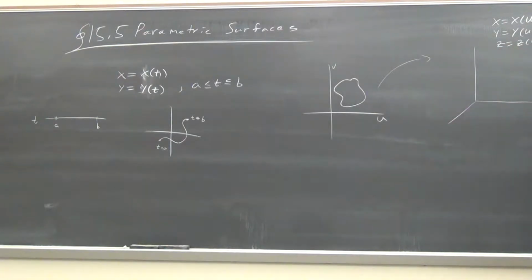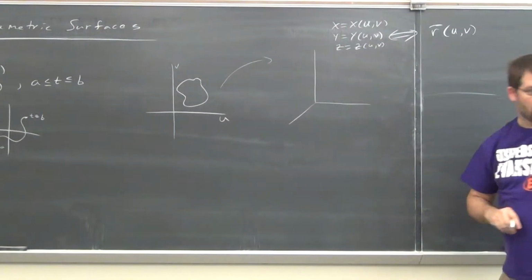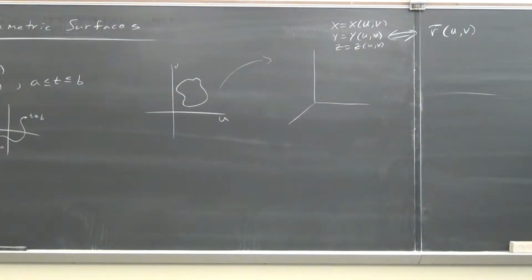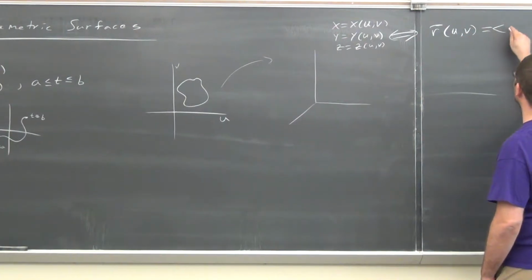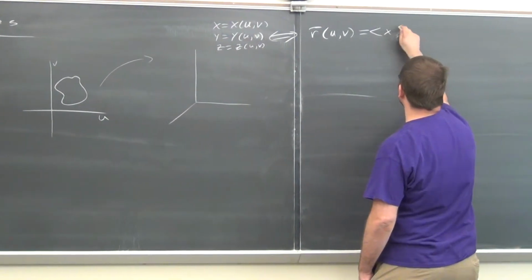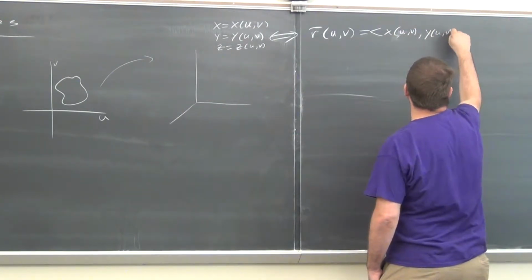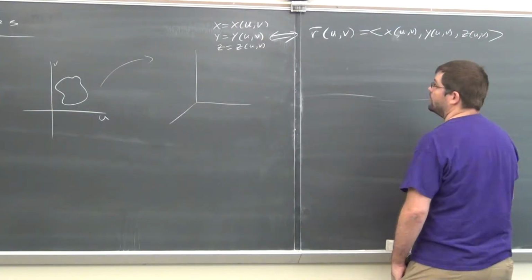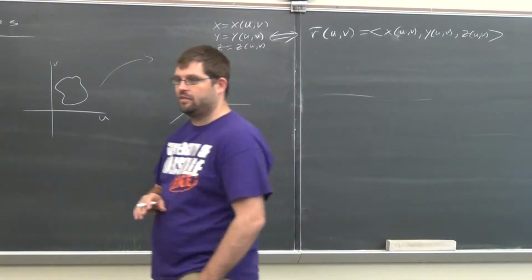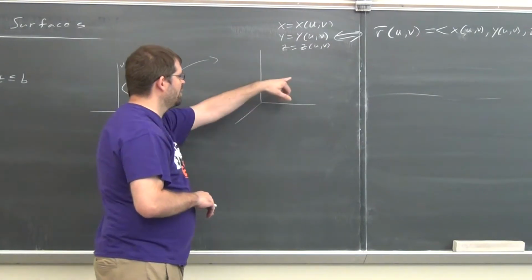And so generally, rather than work with it this way, we're going to view this as a vector valued function, but with two inputs instead of one. And so the point is that as you input different u's and v's, you just get different places in space.